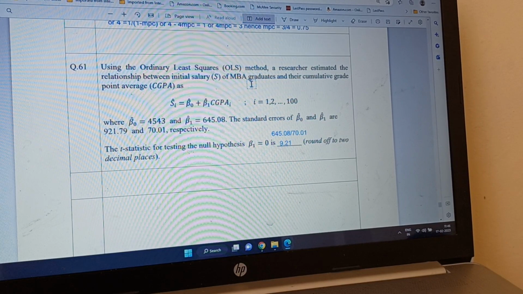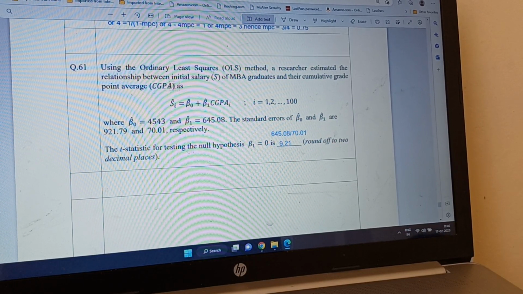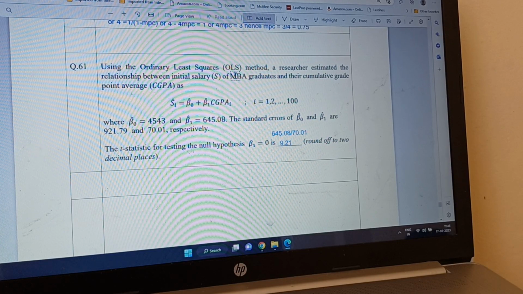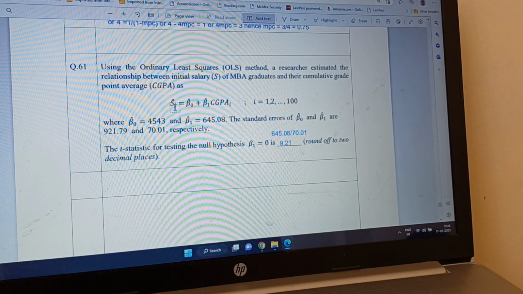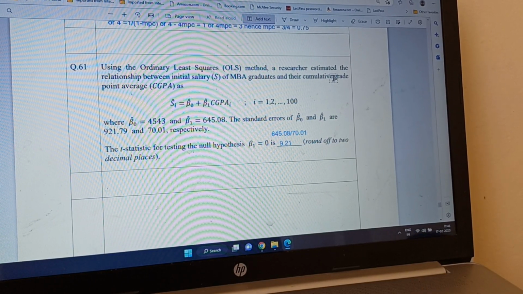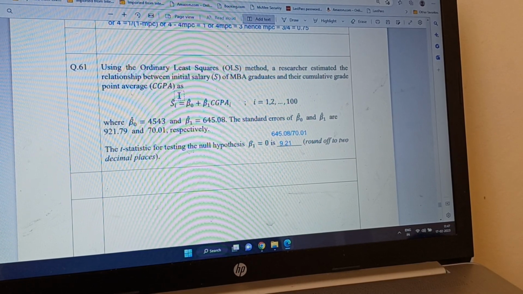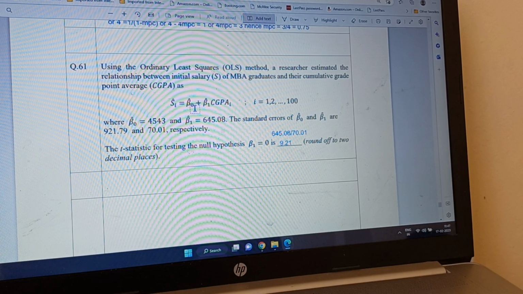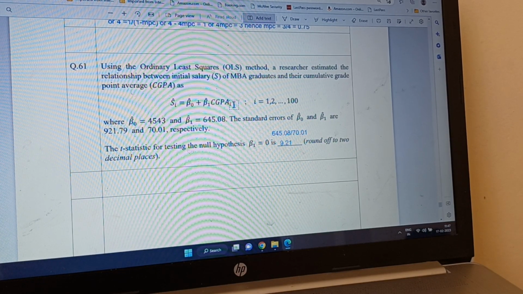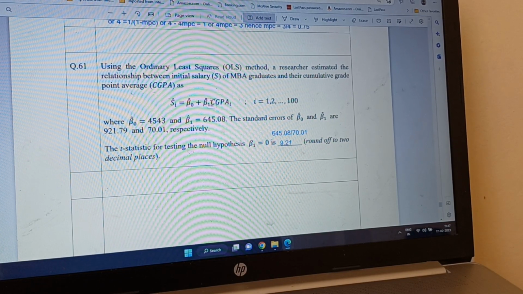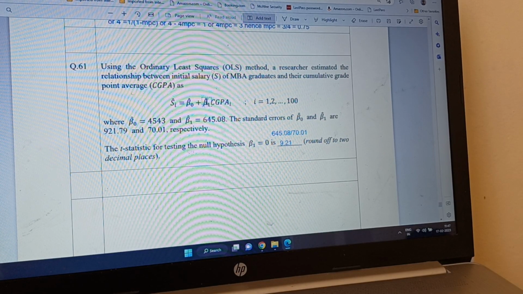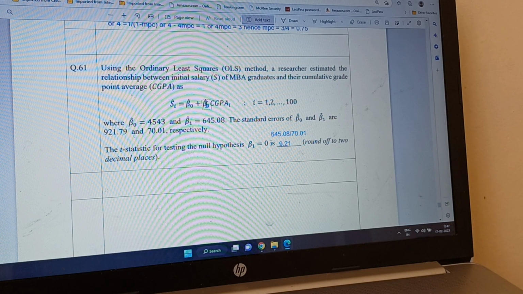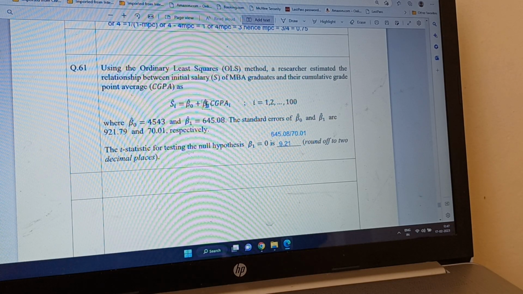Using the OLS method, a researcher estimated the relationship between initial salary S of MBA graduates, means S is the dependent variable, and their cumulative grade point average, CGPA. So S is the dependent variable, beta 0 is the intercept, and beta 1 CGPA is the independent variable, and beta 1 is the coefficient. That will tell us what if CGPA increases by 1 unit, then how much will S increase.